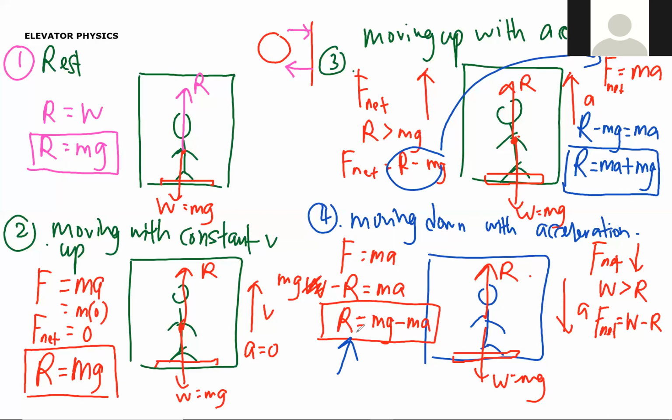So the bottom line is, if you stand on the weighing machine and the lift moves upward, you will get a greater value on the weighing machine. And if it moves down, then you will get a smaller value than your actual weight. Clear?